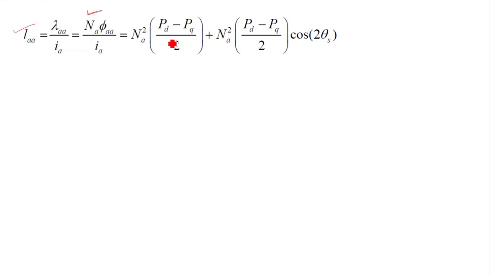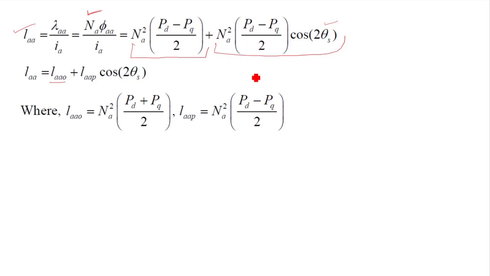Then it will become NA square (PD plus PQ) by 2 plus NA square (PD minus PQ) by 2 cos 2 theta s. So one component is a fixed component. The other component is a varying component with respect to theta s. Okay. So now I can write LAA will be equal to LAA0 plus LAAP cos of 2 theta s. Whereas LAA0 is NA square (PD plus PQ) by 2, and LAAP is nothing but NA square (PD minus PQ) by 2. Okay, these are both components.